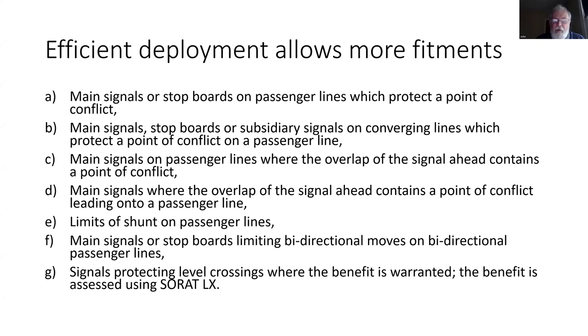There were a number of locations where bidirectional moves were allowed, and if there was a stopboard or signal limiting those moves, perhaps to go into a wrong direction platform in order to reverse, then those signals could also be fitted. And some level crossings also generated fitment based on assessment of the risk for that level crossing.